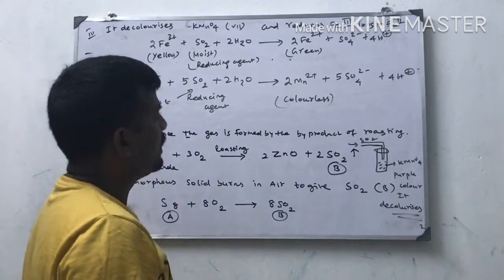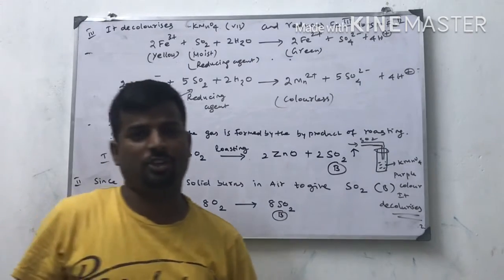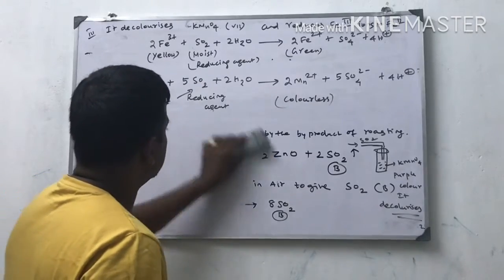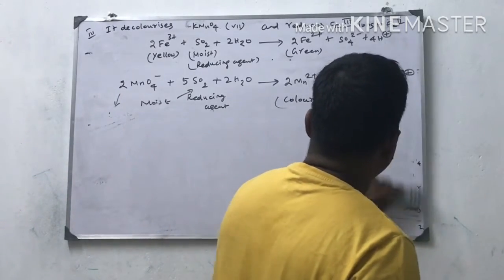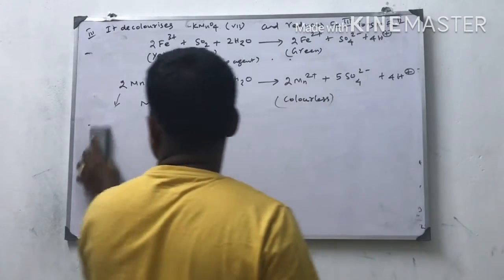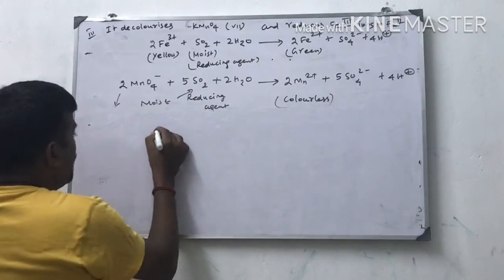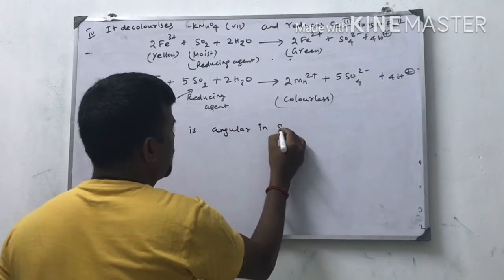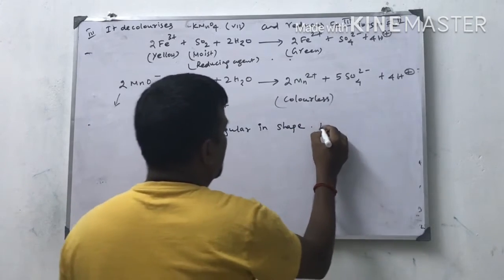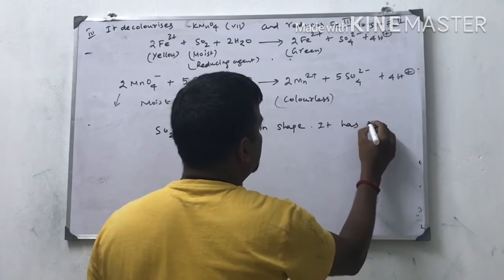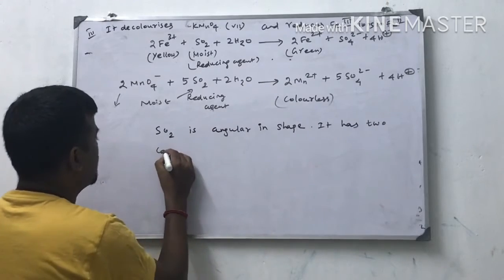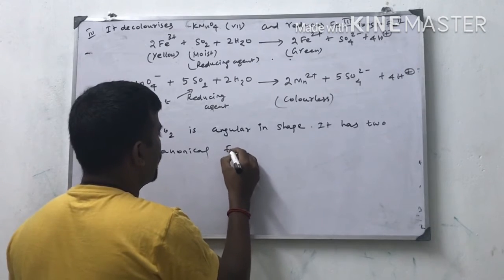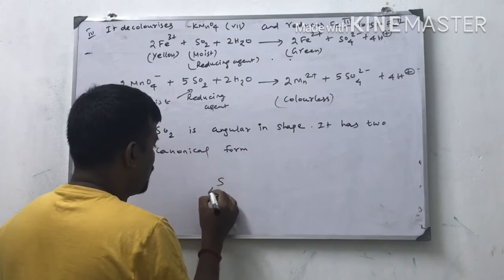Right. Next, I am going to write the structure of sulfur dioxide. Sulfur dioxide is angular in shape. It has two canonical forms. Canonical forms means hypothetical structures. Sulfur dioxide.